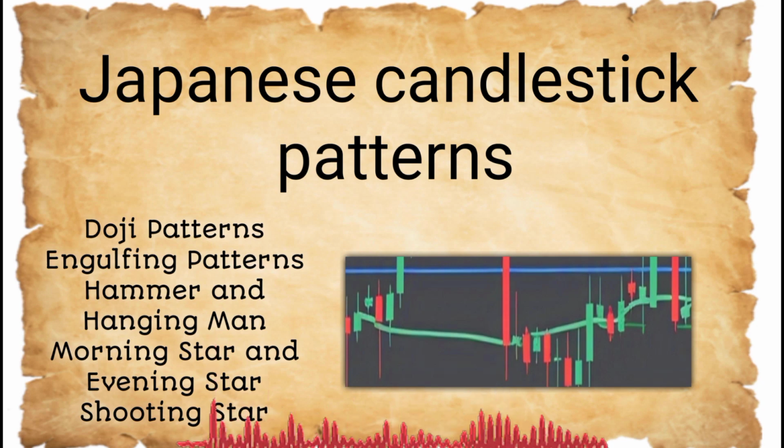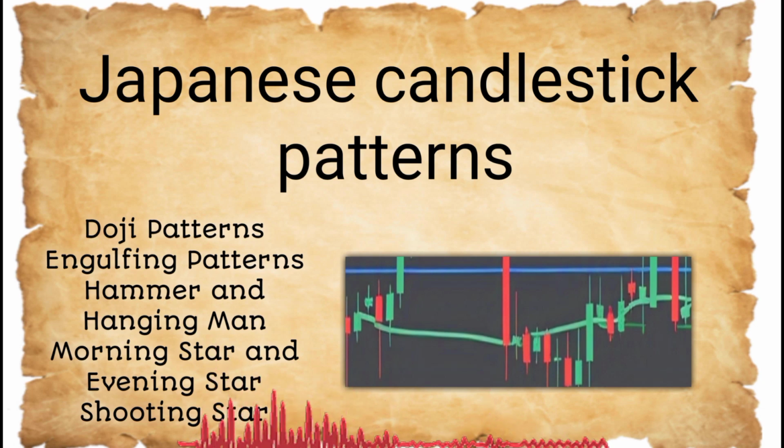Doji, a sign of indecision. A doji forms when the opening and closing prices are nearly the same, creating a candle with a very small or non-existent body. This pattern suggests market indecision. Neither buyers nor sellers have full control. There are different types of doji.